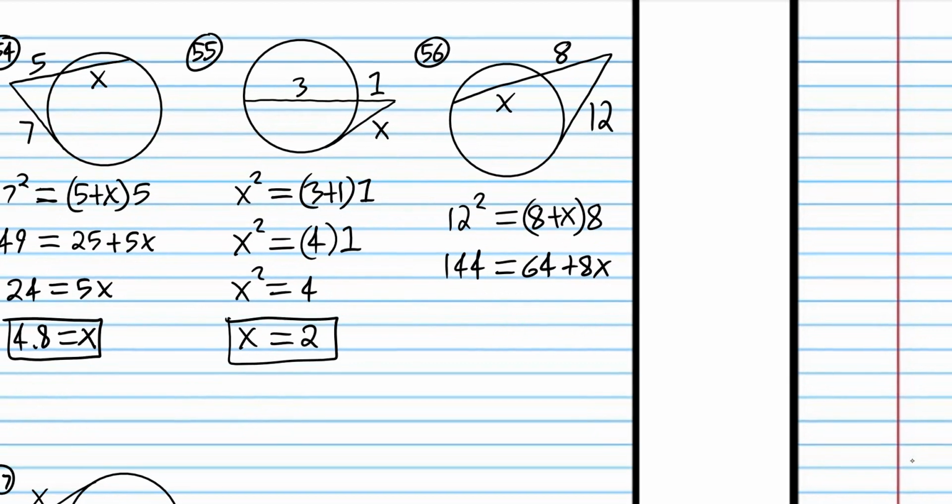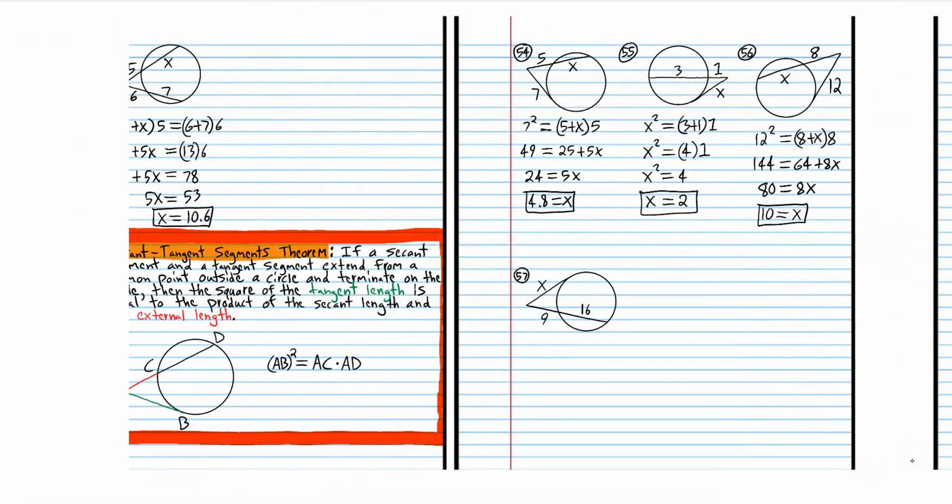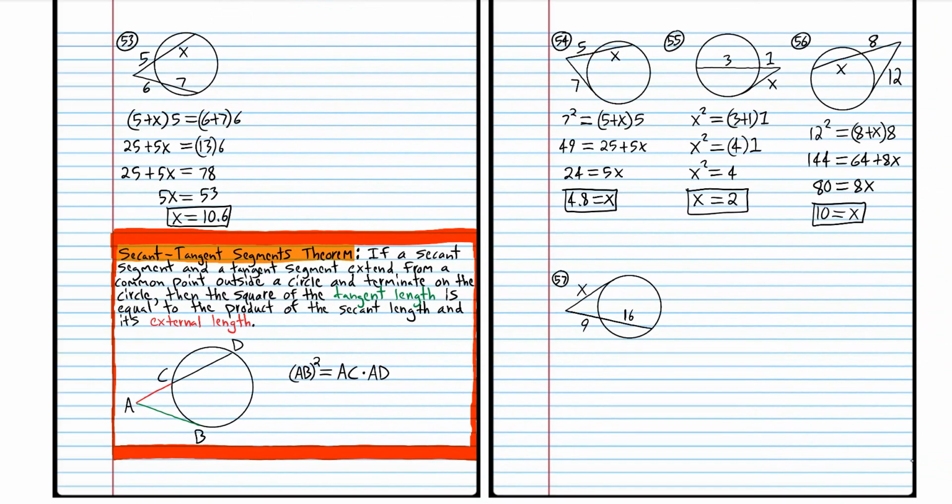Now 144 minus 64 is equal to 80. And divide both sides by 8, and we get x is equal to 10. So if you got 10, good job. Go ahead and try number 57, and when you come back, we'll do it together.